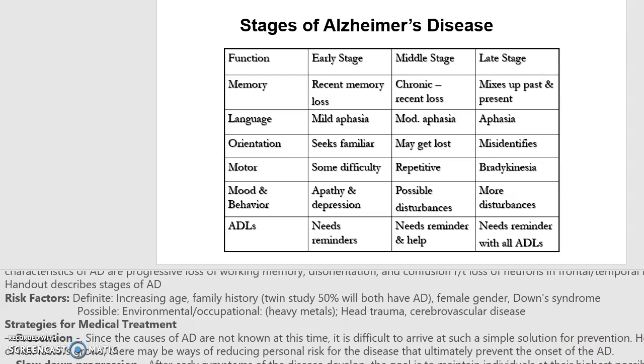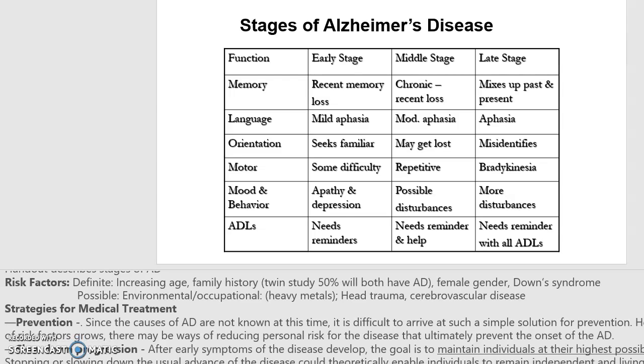Risk factors of Alzheimer's disease would be increasing age, family history, female gender, Down syndrome, possible environmental or occupational exposure to certain toxins, head trauma, or cerebral vascular disease.